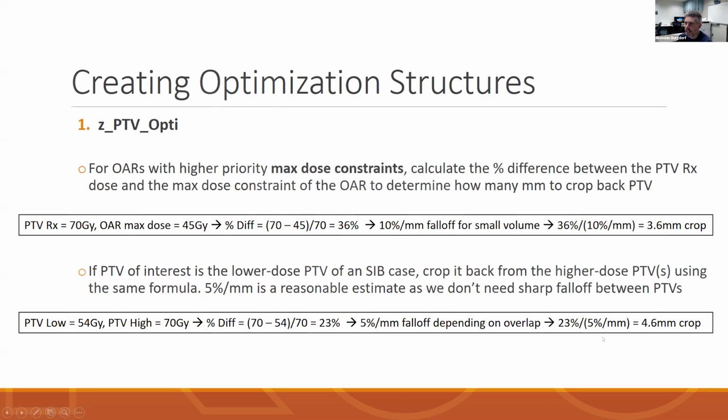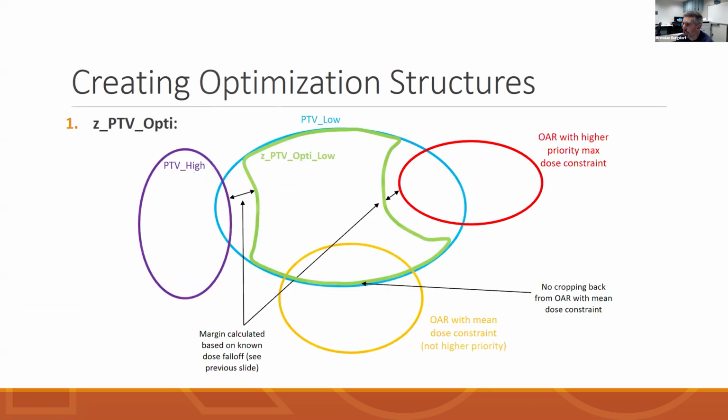So now I have a picture to just get an understanding of what that might look like. So here's an example of what a ZPTV opti may look like after you perform all of these calculations and crop back the structure appropriately. So in blue, let's start with, is our PTV low. And our PTV low overlaps with an OAR with a higher max dose priority constraint in red, and it overlaps with a higher dose PTV.